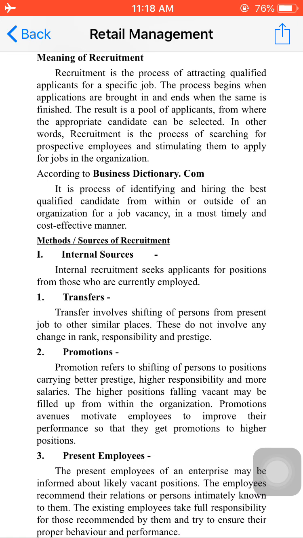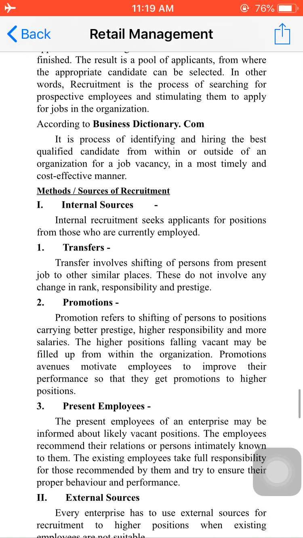According to the Business Dictionary, it is a process of identifying and hiring the best qualified candidate. Identifying, in the sense, as I said, there will be 10 candidates. We can't recruit all 10 candidates. We just need one or two. So we identify who is the best among the given alternatives, and we hire them, the best qualified candidate from within or outside, both internally as well as externally, of an organization for a job vacancy. This quite commonly takes place in both places. We shall see that in the coming topics.